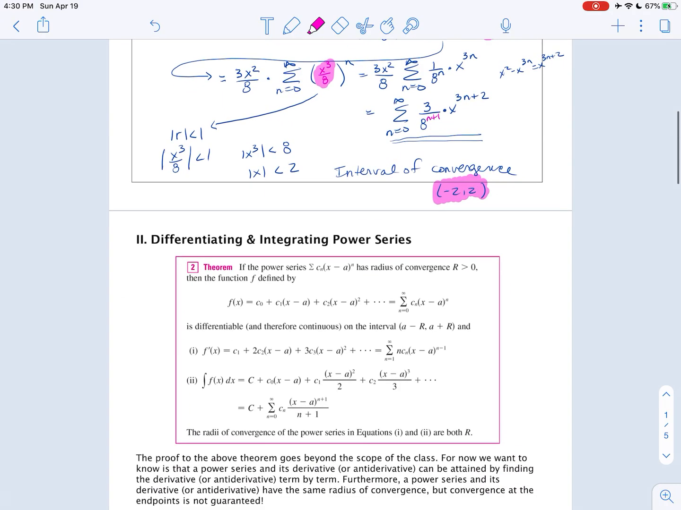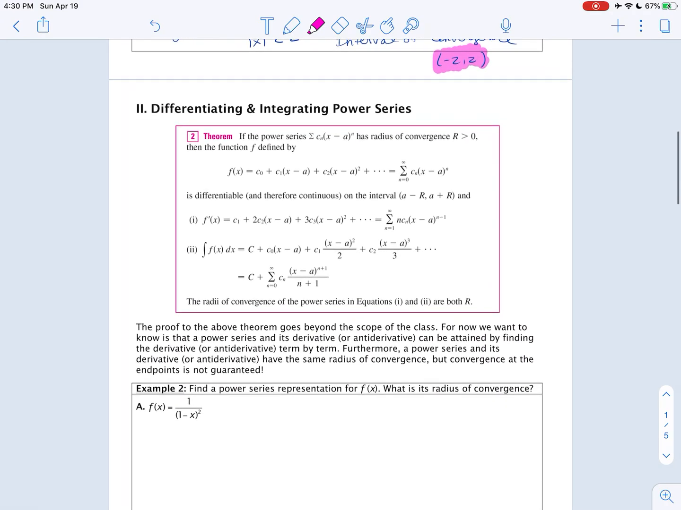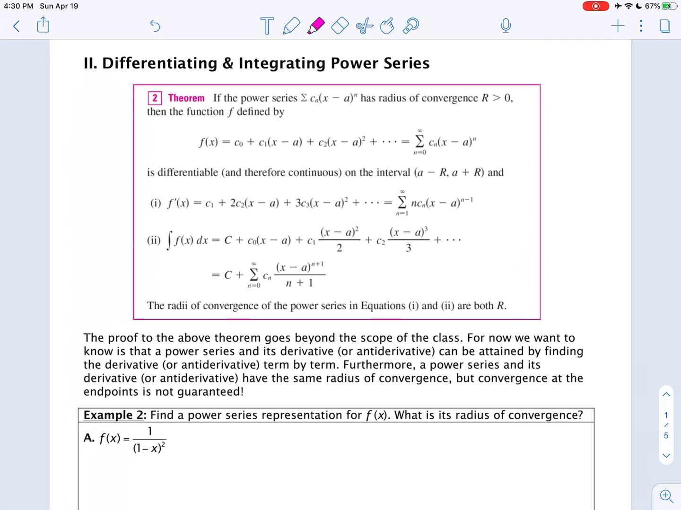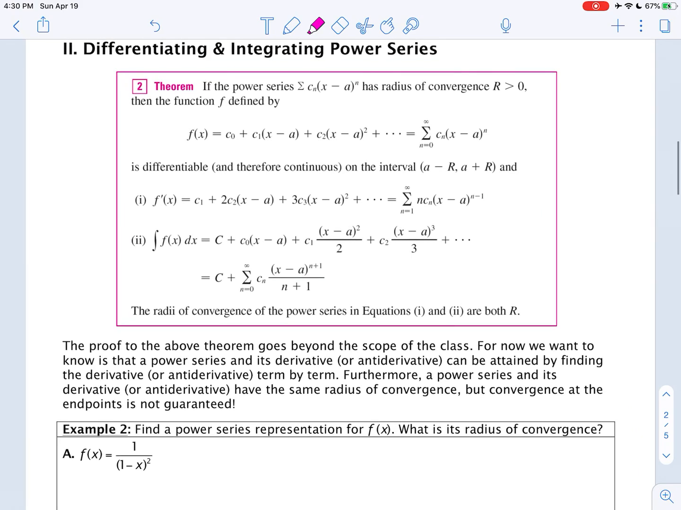So we want to be able to play with geometric series in that way. And what other techniques can we use to find power series representations of other functions? This is a very powerful theorem. And let's read that. So if a power series c sub n times x minus a to the n has a radius of convergence r that's bigger than 0, then the function defined by that power series is differentiable and therefore continuous on the interval of convergence minus the endpoints.